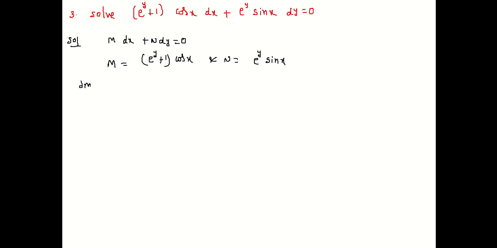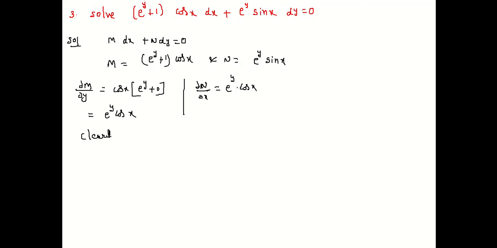Now find ∂M/∂y. Differentiate M with respect to y partially. cos x is constant, only e^y + 1 is differentiated. The derivative of e^y is e^y and the derivative of 1 is 0, so ∂M/∂y is e^y cos x. Similarly, ∂N/∂x: differentiating N with respect to x, the e^y term is constant and the derivative of sin x is cos x, giving e^y cos x. Clearly ∂M/∂y equals ∂N/∂x.